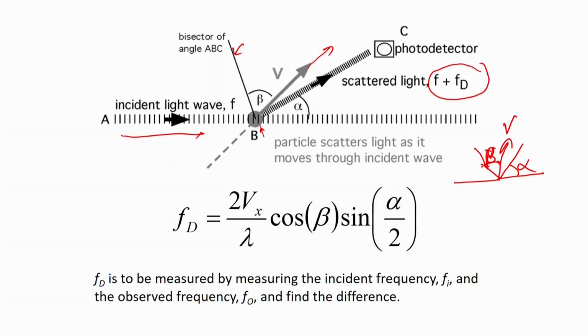So, in that case, if you do the trigonometry, and if there is any problem we can discuss, you will get that f d is equal to 2 V x upon lambda into cos beta into sin alpha by 2. You can do this calculation, and you will be able to see why it comes to sin alpha by 2 and cos beta.